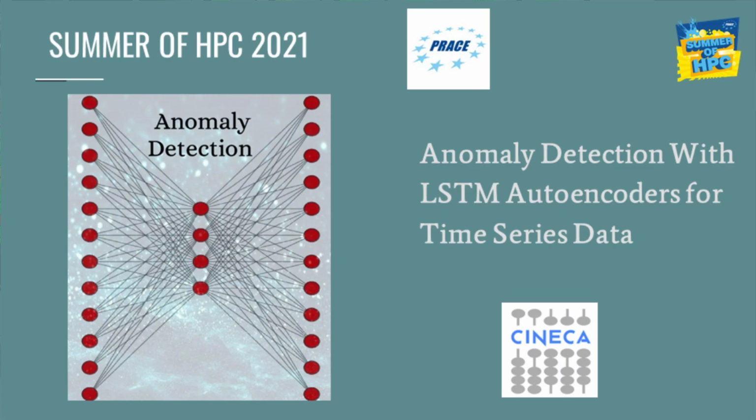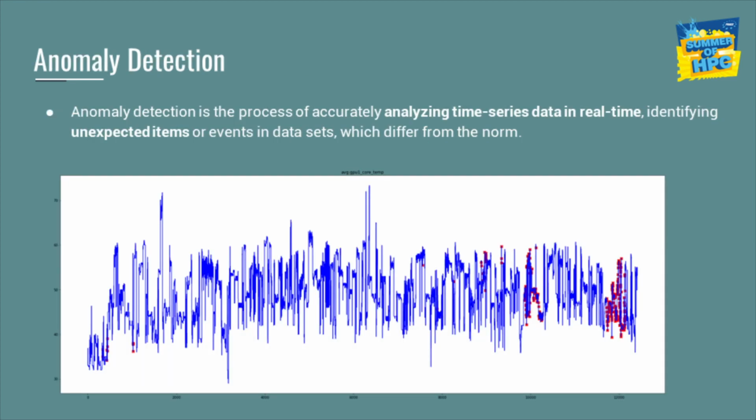Hi, my name is Sepideh. My task in the Summer of HPC project in CINECA was detecting anomalies in datasets by using machine learning approaches. Anomalies, often referred to as outliers, abnormalities, or rare events, are data points or patterns in data that do not conform to a notion of normal behavior. Anomaly detection then is the task of finding those patterns.